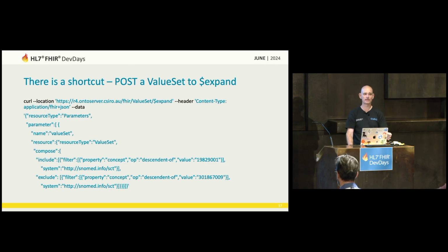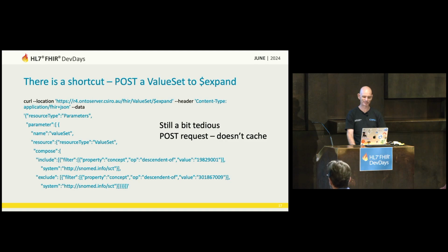So instead of using a GET request for the expand operation, I can use a POST request, and I can include in the body the value set resource that I want it to expand, instead of specifying a URL of a value set resource on the server that I want it to expand. And what the server is going to do is evaluate this value set resource and get the expansion result, return the expansion result, and then drop the value set resource on the floor and never use it again, kind of thing. So it's only for that one request.